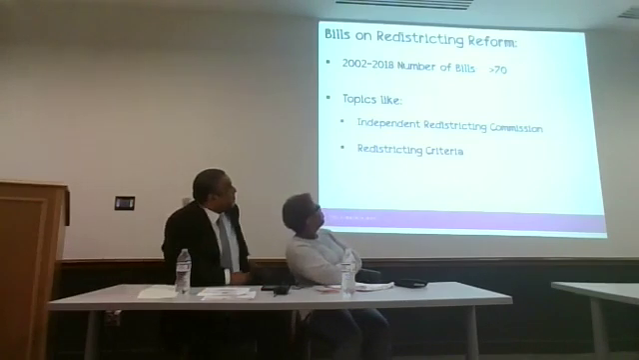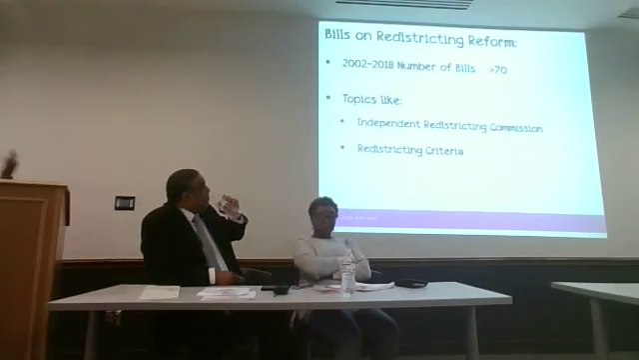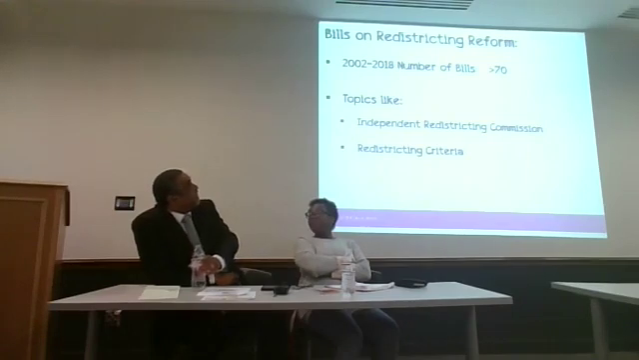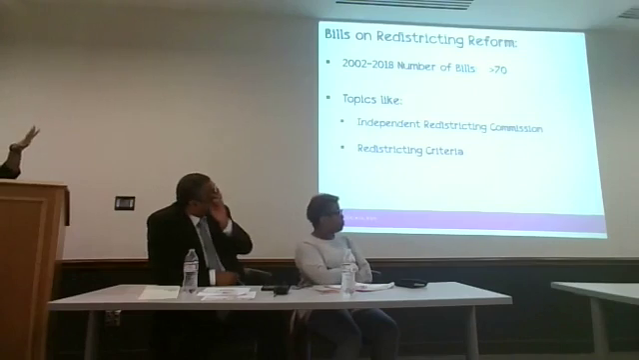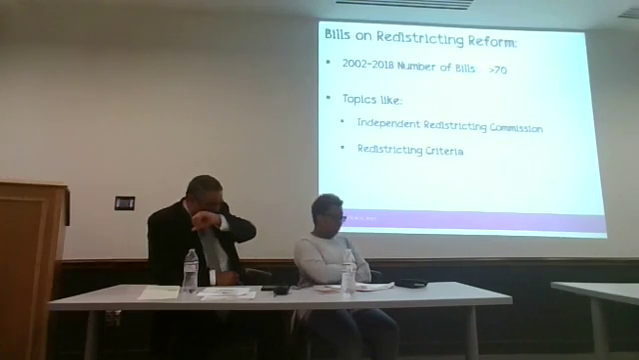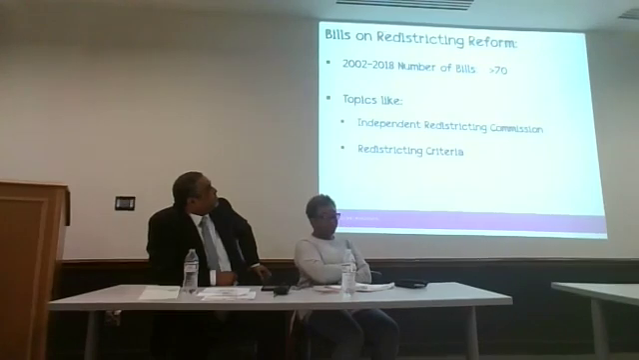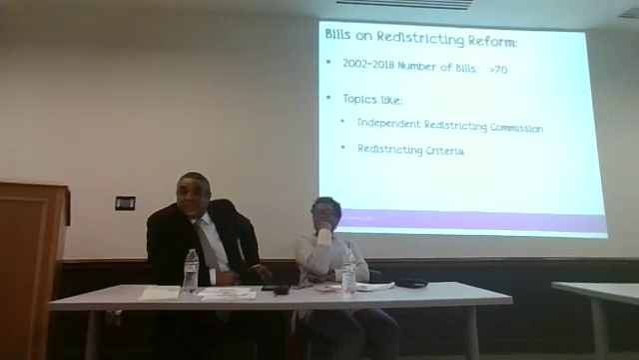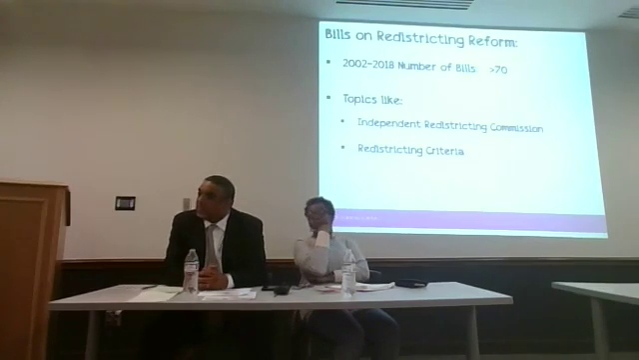Like was mentioned, in Virginia some of us have been fighting for redistricting reform because, as has been on full display, this process is not working, right? Since 2002, 90 bills have been presented for redistricting reform, and none of them have passed, okay? They were on topics like the Independent Redistricting Commission that we've heard about, but also redistricting criteria. So what does that mean?